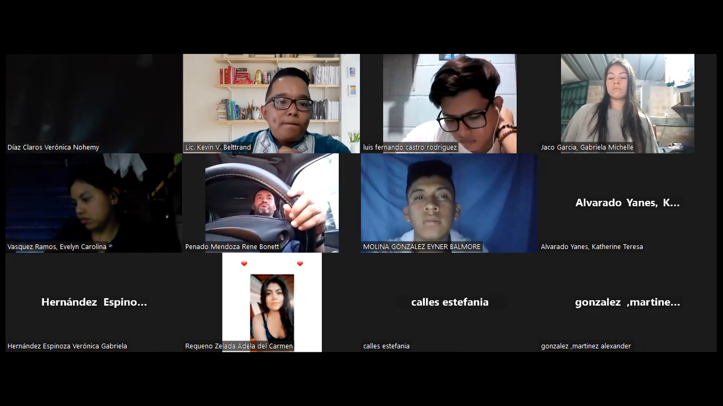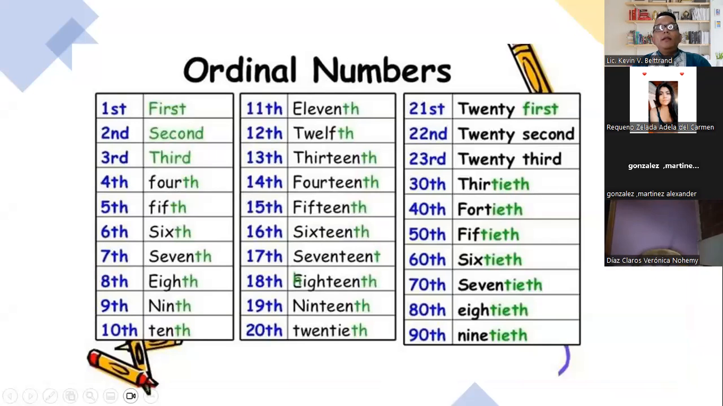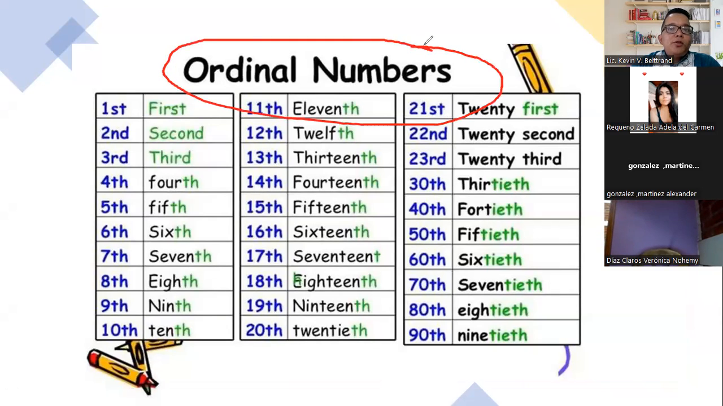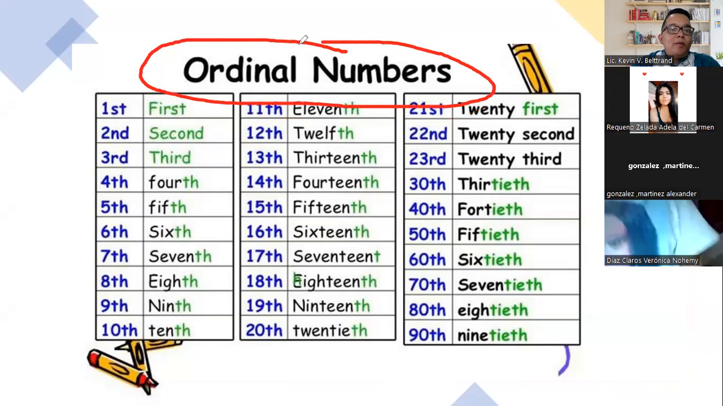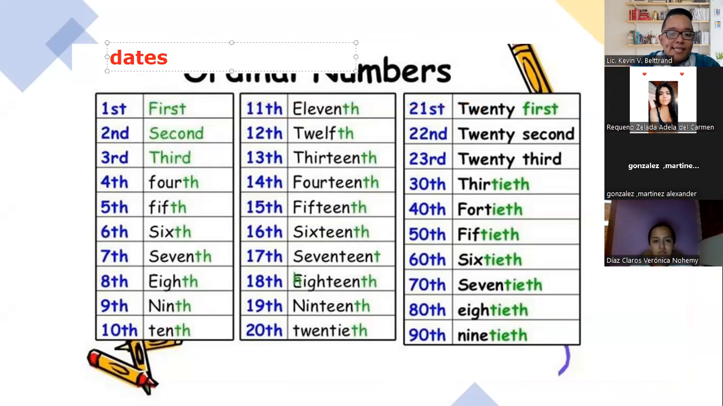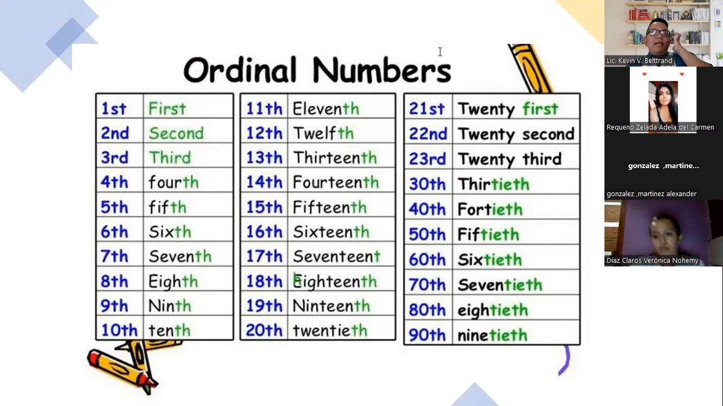All right? Let's see. All right. Ordinal numbers. Now, pay attention. Where do we use ordinal numbers? Okay. Where? ¿Para qué los ocupamos? Where do we use ordinal numbers? Okay. This is very simple. We use it for dates. Okay. For dates. In order to show order. Okay. So, for example, in a competition, right? In a competition or in a date. Las fechas nunca van con números cardinales. We use ordinal numbers all the time. All right? So, let's go.